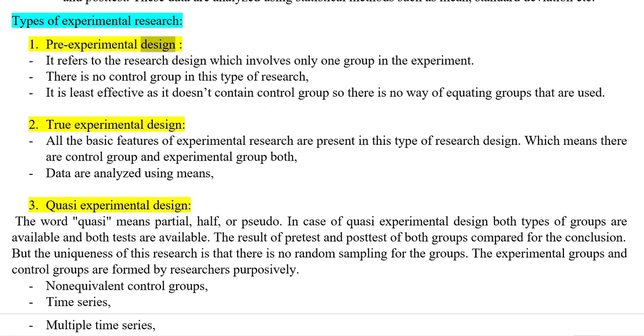Pre-experimental design. It refers to the research design which involves only one group in the experiment. There is no control group in this type of research. It is least effective as it doesn't contain control group, so there is no way of equating groups that are used.